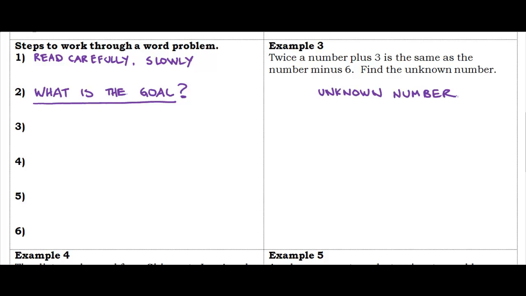Okay? Step 3, give variable name. Or names, if you're looking for more than one thing, you'll see that in a moment. So, what do you want to call the unknown number? X, fine. You have 26 letters, choose one. Now for the translation. Write an equation.